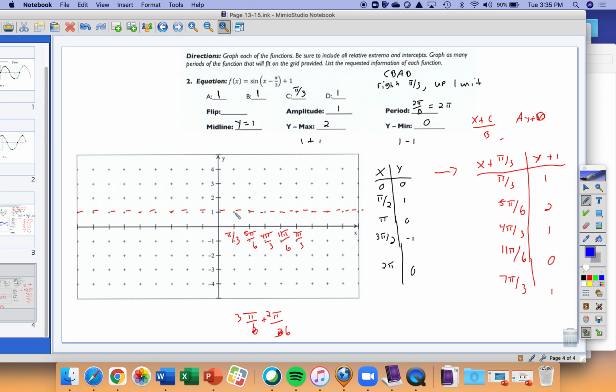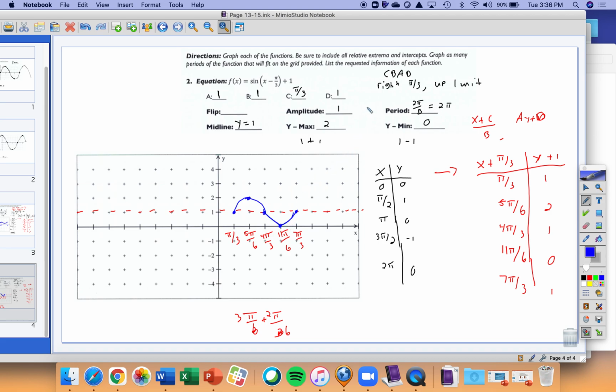So pi over 3 comma 1. And then 5 pi over 6 comma 2. And 4 pi over 3 comma 1. 11 pi over 6 comma 0. And 7 pi over 3 comma 1. And here is my graph. Looks a little funky, but you get the idea.